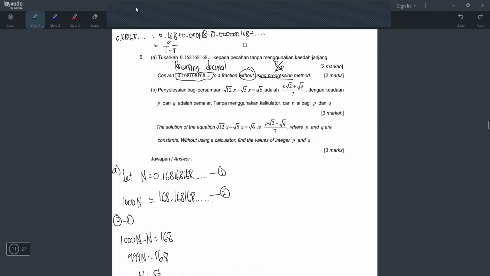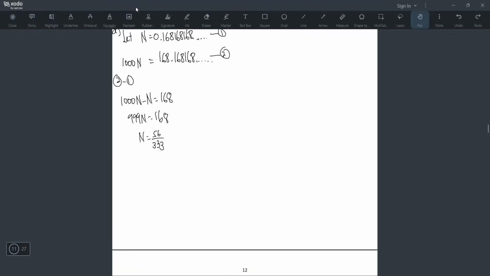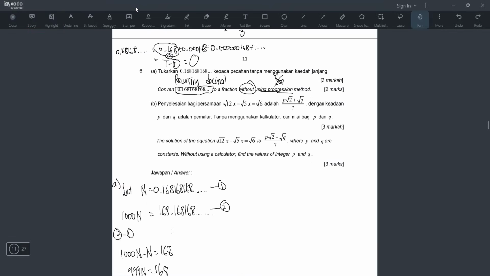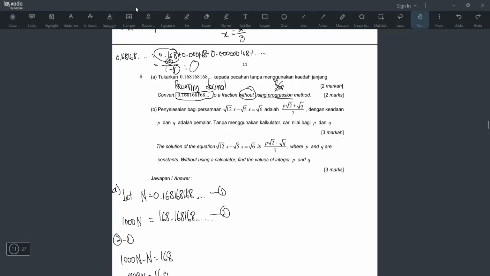And what is the A? The A here, you will substitute this. And then what is the R? The R, you take the right side over the left side, which is 0.000168 divided by 0.168. And then you substitute here, press the calculator, and you will get the answer. And trust me, the answer will be exactly the same. You will get the same here, right? This is called the progression method, right?